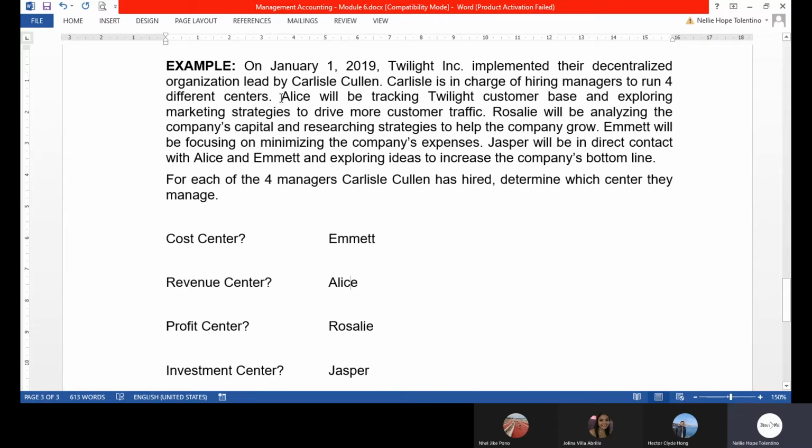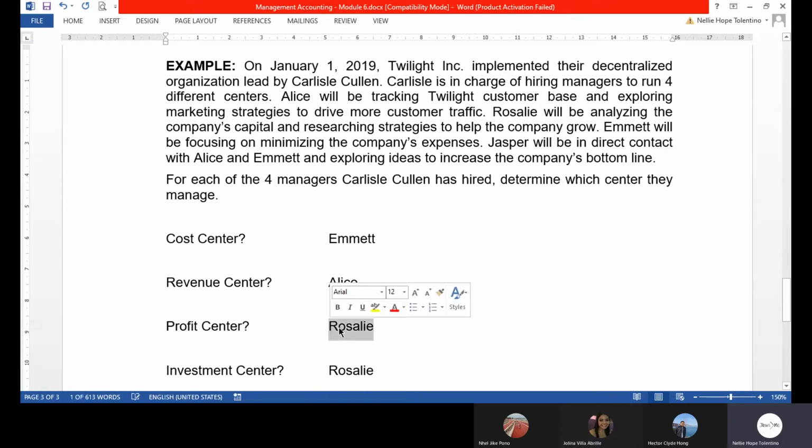Now, si Alice, let's look at Alice. Alice will be tracking Twilight customer base and exploring marketing strategies to drive more customer traffic. That's actually correct. Si Alice, siya yung in charge for the revenue center. Now, let's look at Rosalie. Rosalie will be analyzing the company's capital and researching strategies to help the company grow. This is actually the investment center because it has something to do about capital and researching strategies to help the company grow.